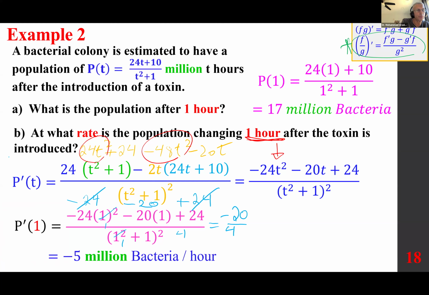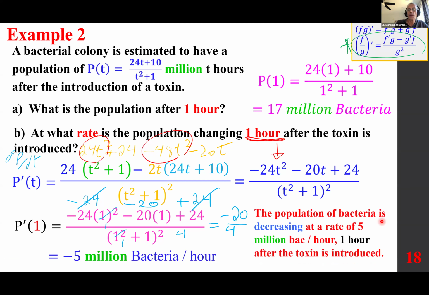Please understand that P prime is dP dt, the units of the numerator over the units of the denominator. And it means the population of bacteria is decreasing at the rate of 5 million bacteria per hour, 1 hour after the toxin is introduced. Please understand, when you have a negative, when you want to do the writing, you don't use the negative, rather you write decreasing. If it's positive, you say increasing.